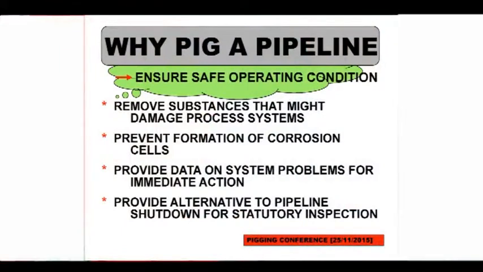Next slide. So, why do we pig a pipeline? Question number one. We pig pipelines, one, to ensure the safe operating condition of the pipeline. For that person who has constructed a pipeline, at the end of that construction process, before he puts the pipeline to service, there are all manner of things that are in the pipeline. The man that welded the pieces of pipe together left a lot of welding rods in the pipe. There are so many things, his hand gloves, wood, that are still in the line, which you will need to remove before you put the line to service.